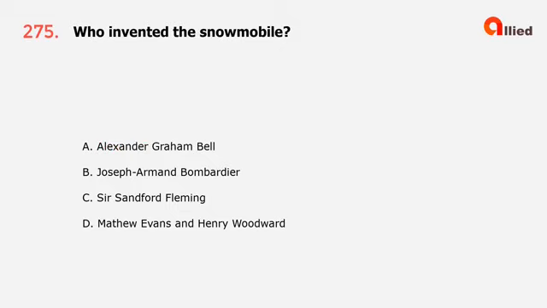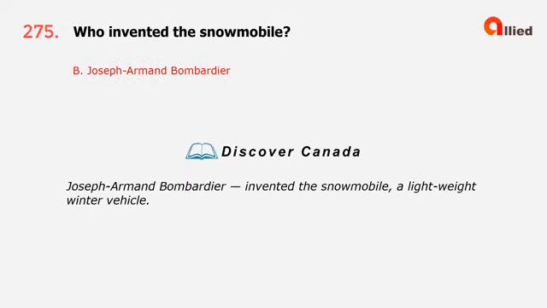Question 275. Who invented the snowmobile? A. Alexander Graham Bell. B. Joseph Armand Bombardier. C. Sir Sandford Fleming. D. Matthew Evans and Henry Woodward. The answer is B. Joseph Armand Bombardier.